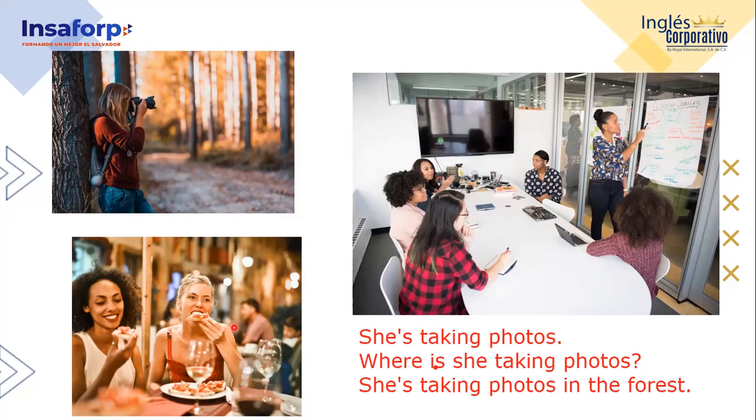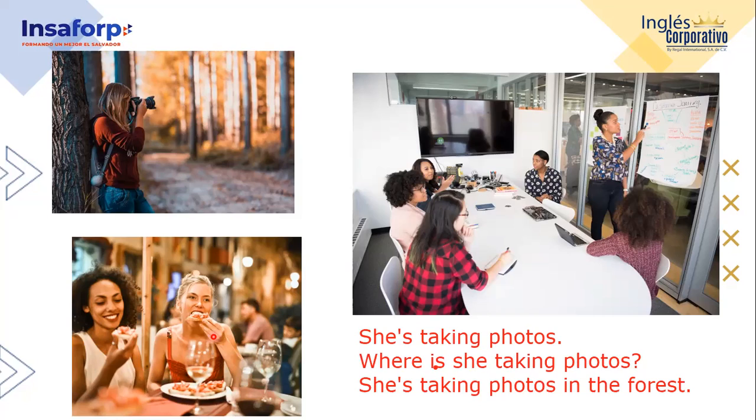¿Qué otra oración podemos utilizar? They are having dinner. ¿Qué dinner, teacher? Cena. Yo pensé que era dinero. No, dinero es money. Cena. They are eating together. Okay, they are eating pizza together. Están comiendo pizza juntas.